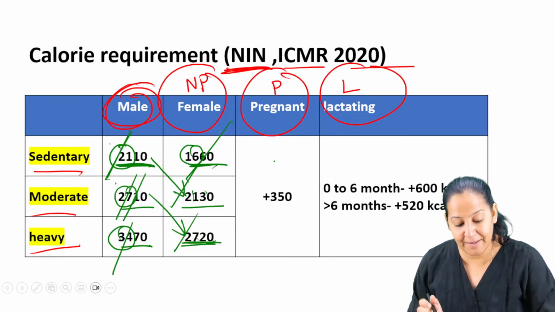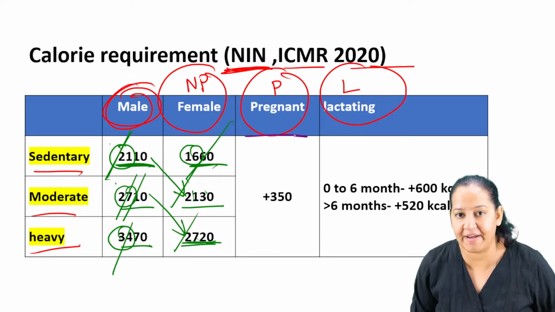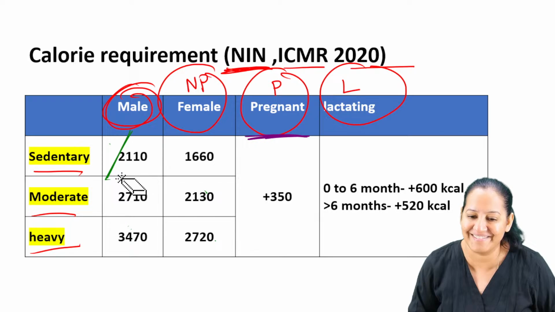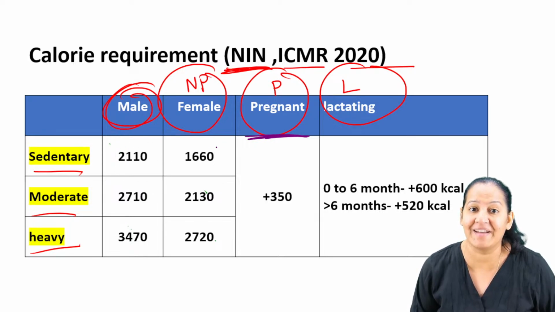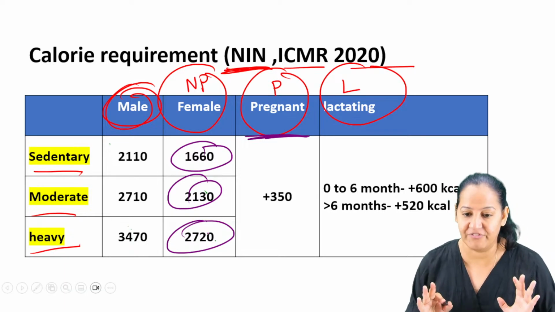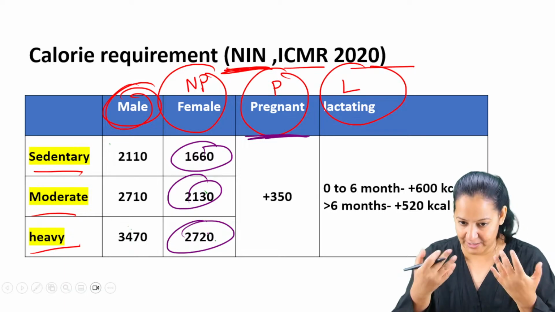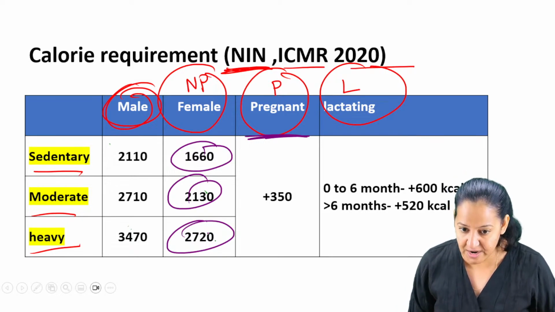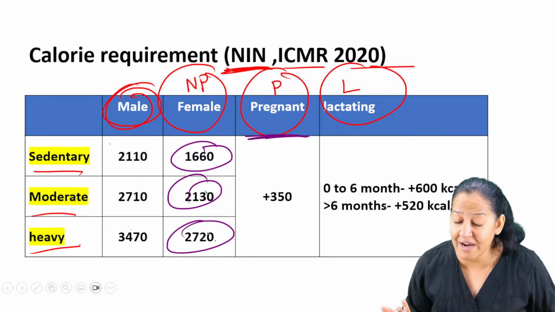Okay. Now if a female becomes pregnant, so which female? Any female can become pregnant, of course. The female who is pregnant, is she sedentary? Is she moderate? Is she a heavy worker? Imagine a lady comes to me and says, doctor, I am pregnant. How much should I eat extra? Should I eat extra? Yes, of course you should eat extra. How many kilocalories should I eat extra?